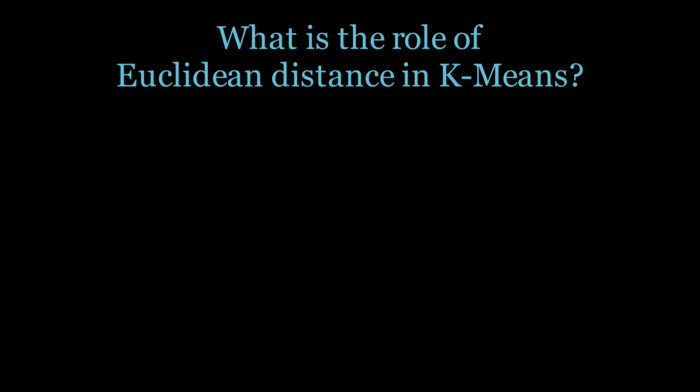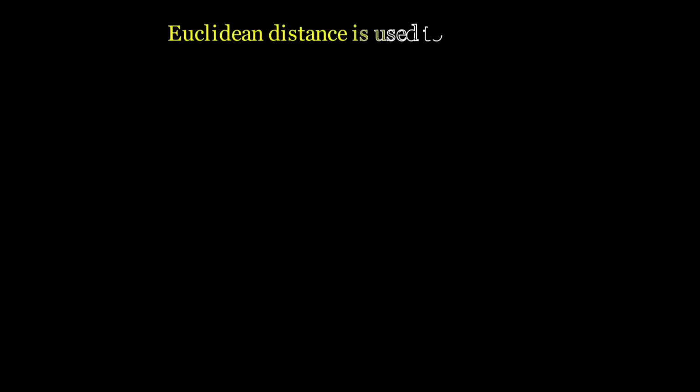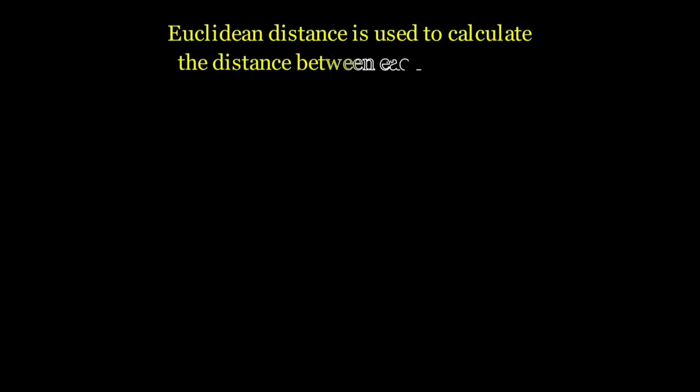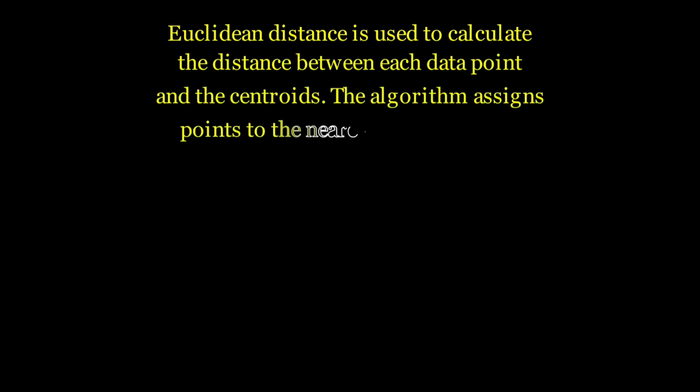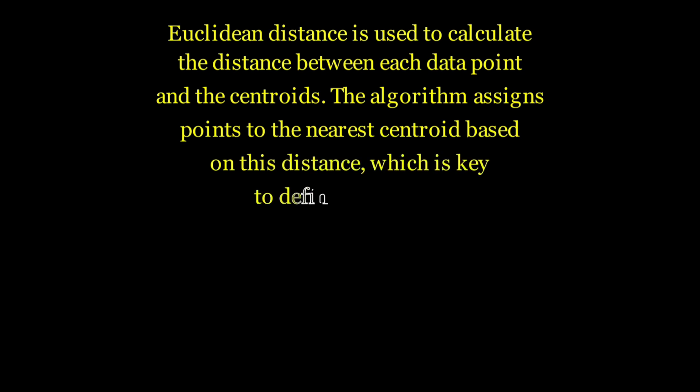What is the role of Euclidean distance in K-means? Euclidean distance is used to calculate the distance between each data point and the centroids. The algorithm assigns points to the nearest centroid based on this distance, which is key to defining clusters.